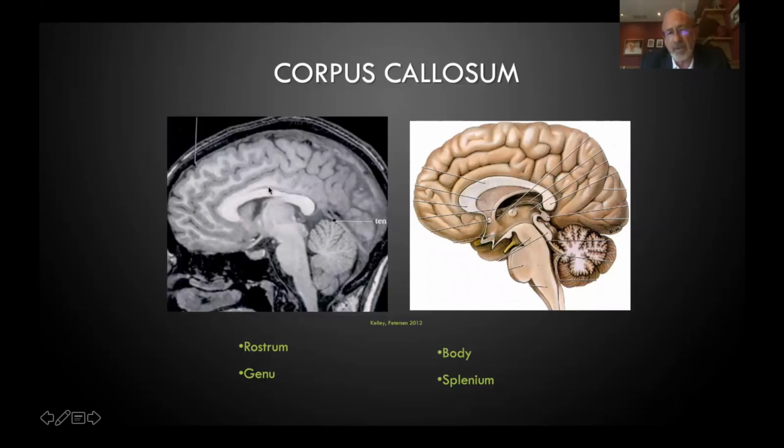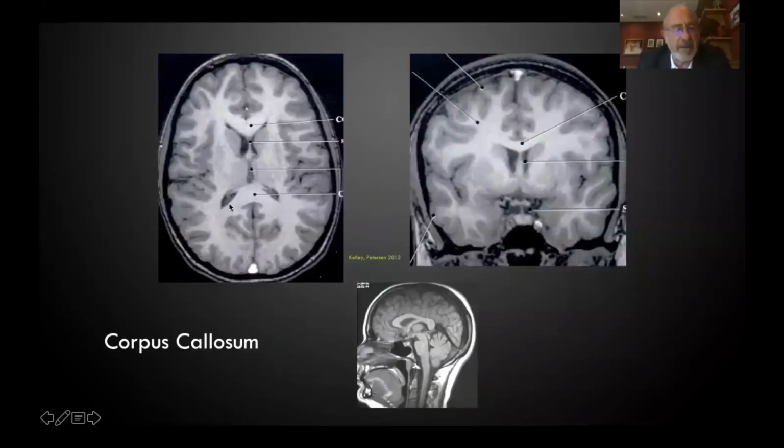The mid portion, of course, is the body, and then we'll see a lot of what's referred to as the posterior portion or the splenium. We see it on a specimen diagram as well. So the corpus callosum, we're going to define by different components of it. Again, it's going to link both hemispheres of the cerebellum.